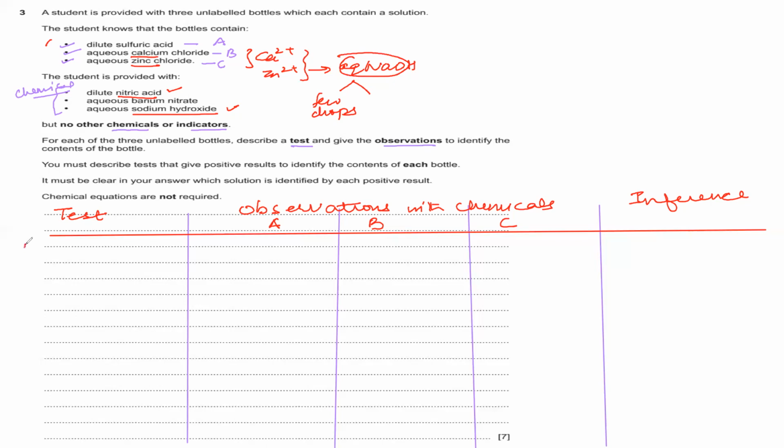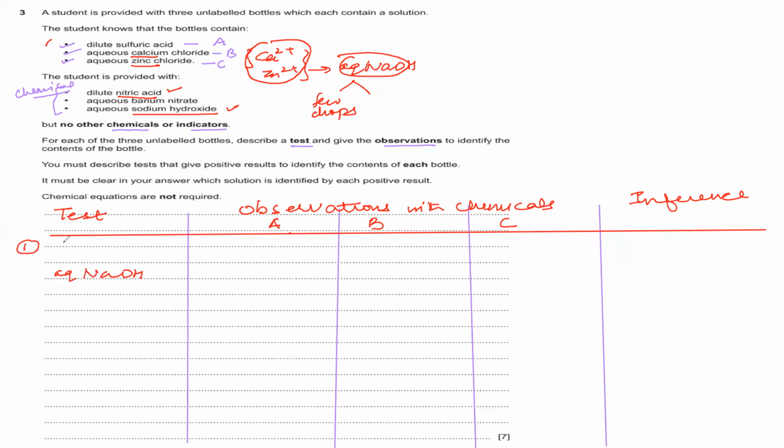So the first test, what we will be doing is we are doing for A, B, and C. We are observing what observation we'll have if we are going to take A, which is basically your sulfuric acid, B, which I have labeled as calcium chloride, C as zinc chloride. Now my test, because in the first test I'm going to check for the presence of the cations, and the cations are either calcium or zinc. Okay, so my test is going to be with aqueous sodium hydroxide.